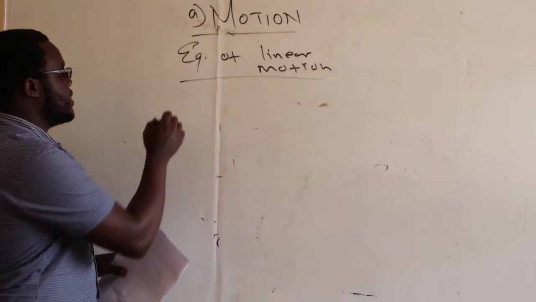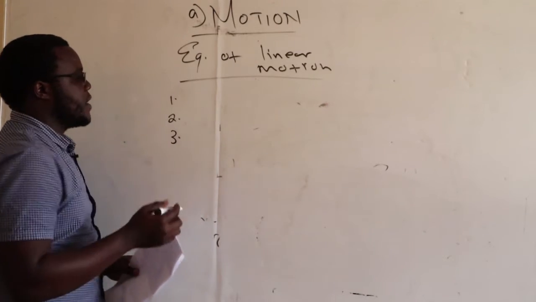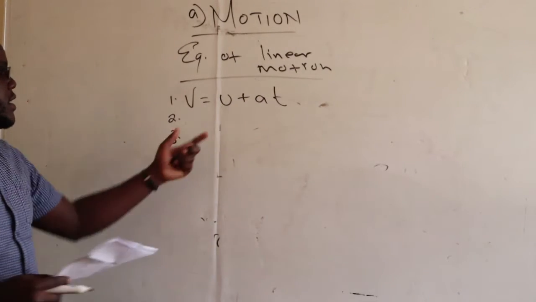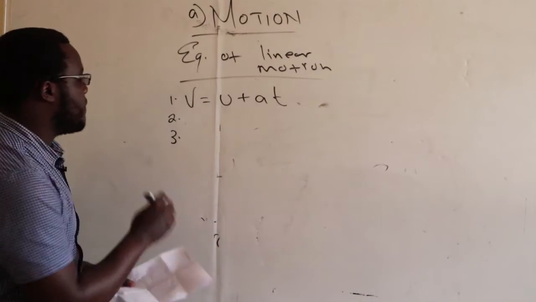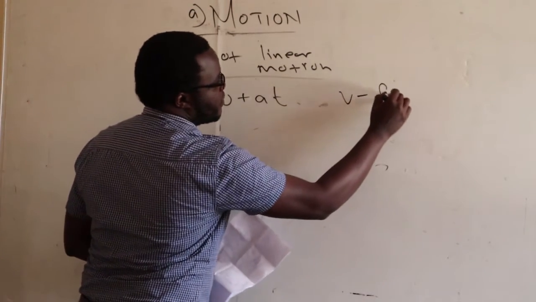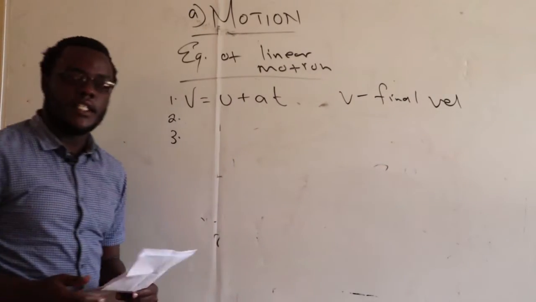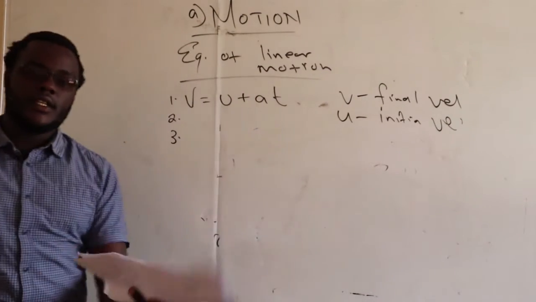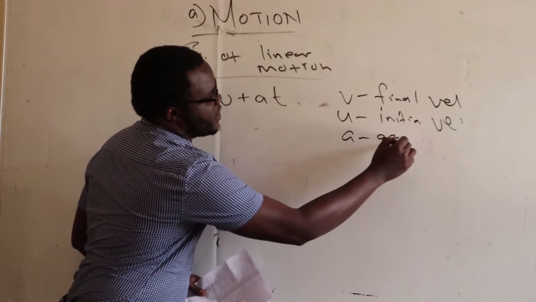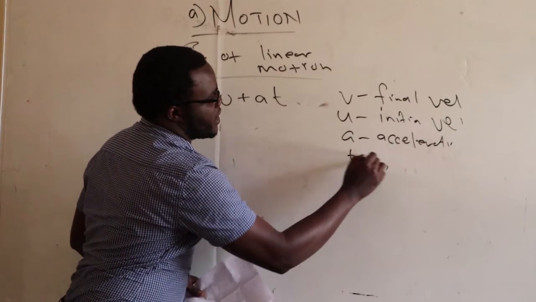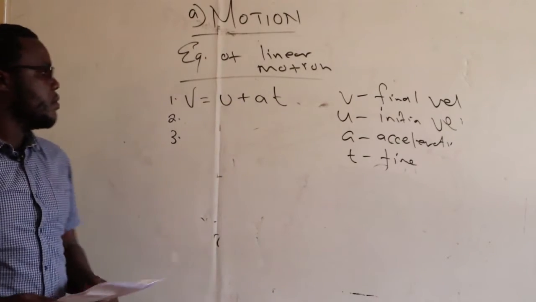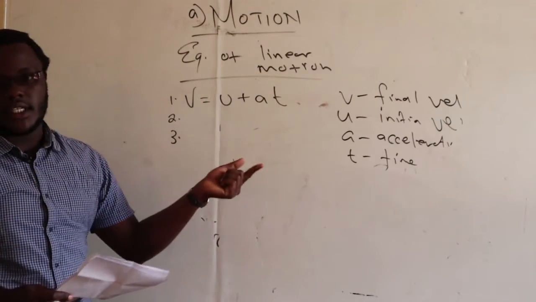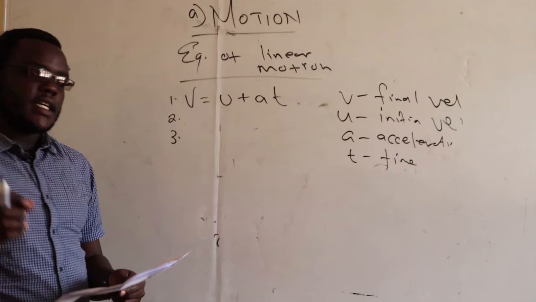So the three equations, there are just three. The first one is V is equal to U plus AT, where I want to define each of these terms. V represents the final velocity that the body will have attained. U represents the initial velocity that the body started with. A is the acceleration, and T is the time taken for the body to move. That means that final velocity is equal to initial velocity plus acceleration multiplied by the time taken.